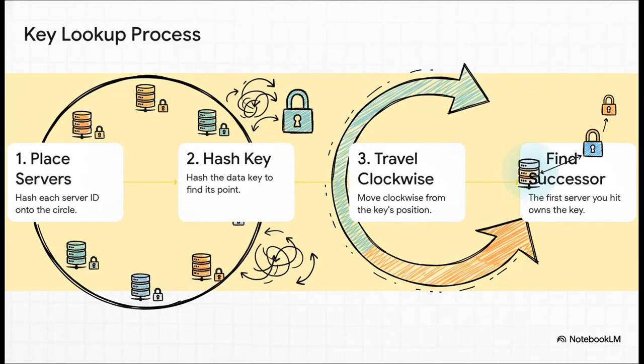Okay, so let's walk through exactly how you'd find where a piece of data lives. It's just a few simple steps. First, you place your servers on this circle. You just hash their names or IP addresses to get their positions. Step 2, you take your data key, whatever it is, and you hash it too, so it lands somewhere on that same circle. Then, step 3 is easy. From your data's point, you just start walking clockwise around the ring. And finally, step 4, the very first server you run into, boom, that's the one that stores your data. It's really that straightforward. Hash your key, walk clockwise, and find the next server.